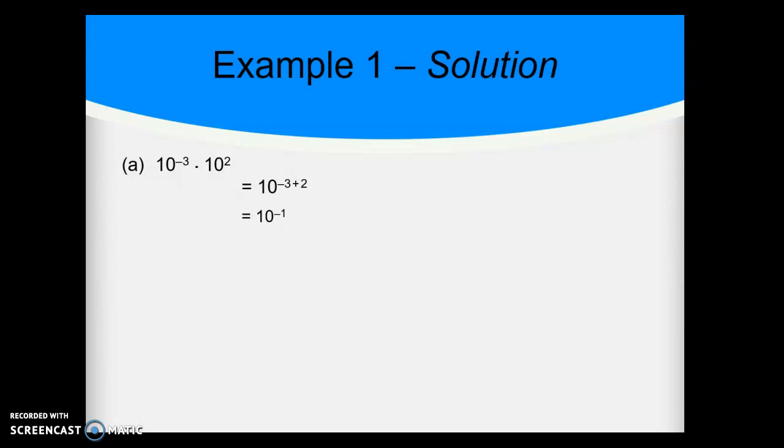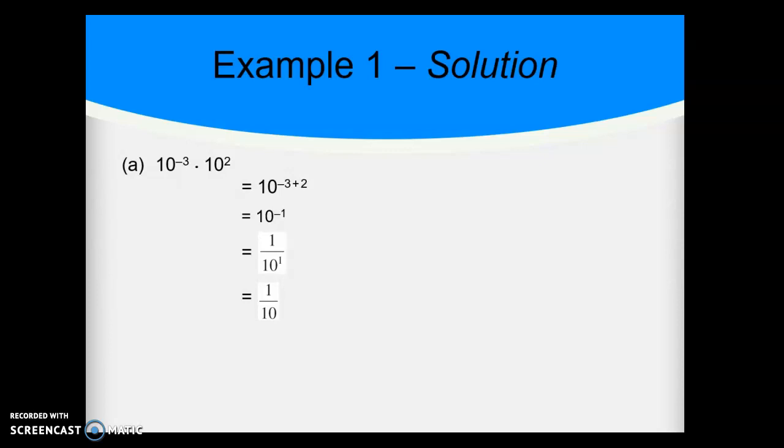To make that exponent positive, we need to flip our base. That 10 is currently in the top, that's 10 over 1. When we flip it, it becomes 1 over 10. And now it's 1 over 10 to the positive 1 power, which of course is just 1 over 10.